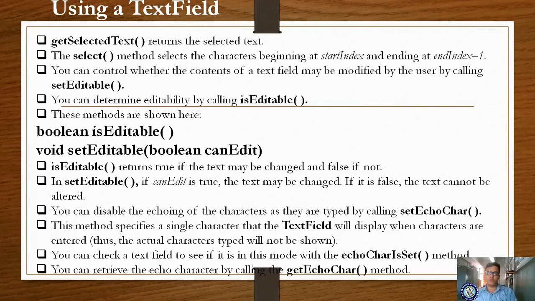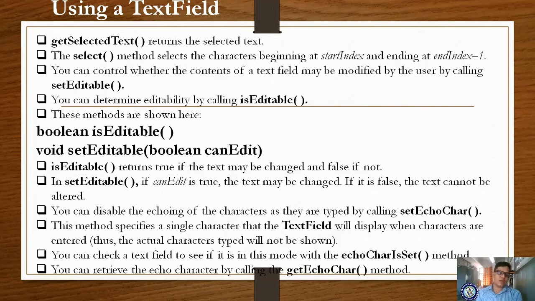You are unable to view whatever you are typing in the text field. It will access and store it, but it doesn't display. This method specifies a single character that the text field will display when characters are entered. Thus the actual characters typed will not be shown. Here it is clearly specified.